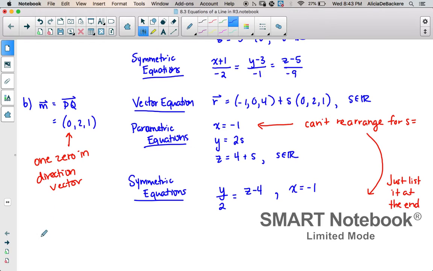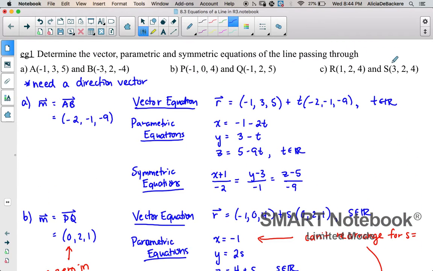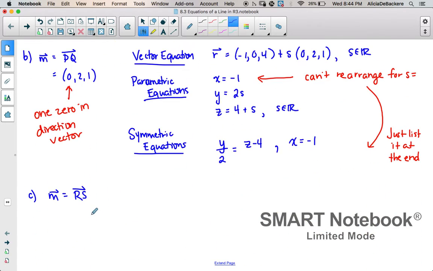All right, we're going to take a look at part C. It's going to show us a different type of symmetric equation that might pop up. This part C gave us 2 points R and S. I'm going to do R to S for my direction vector. So I'm starting with the S coordinate and subtracting the R coordinate to come up with my direction vector.